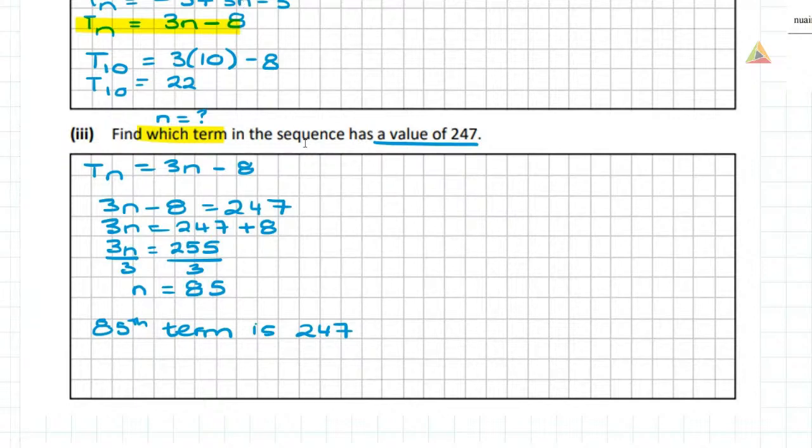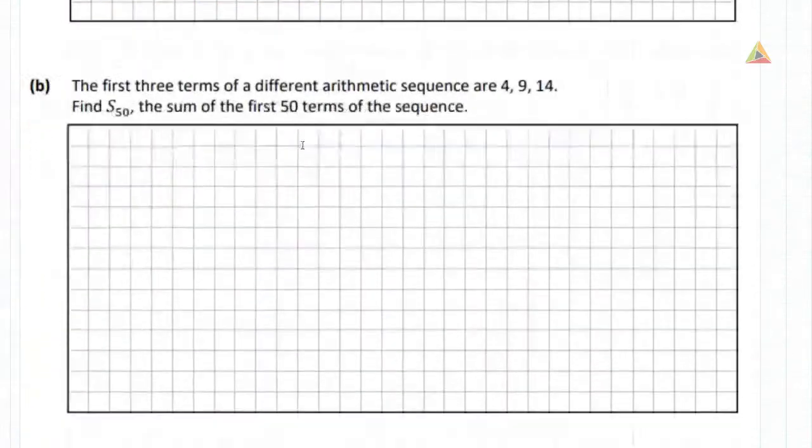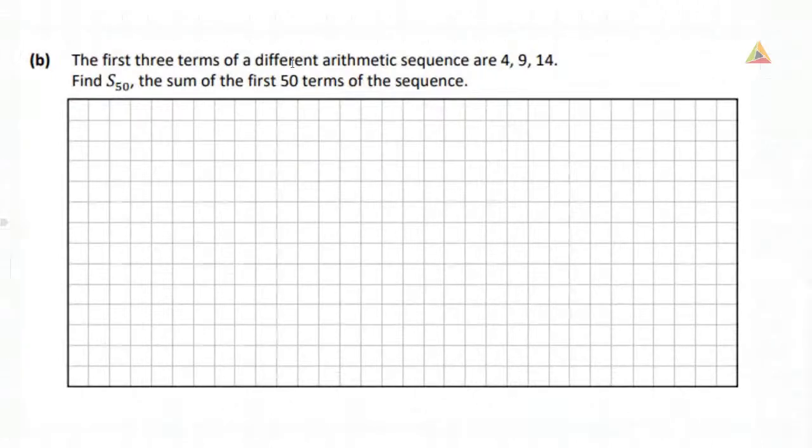That's part A of that question. Part B then says the first three terms of a different arithmetic sequence are 4, 9, and 14. Okay, so it's a different sequence, but it's still arithmetic. So we're going to start with working out our a and our d. So a is my first term, which is 4.